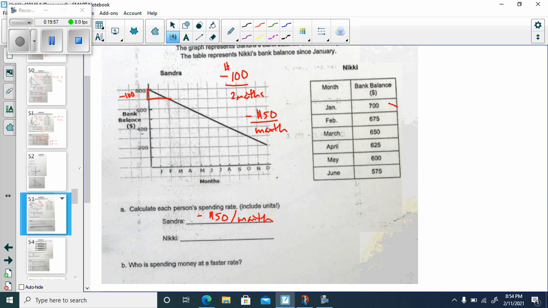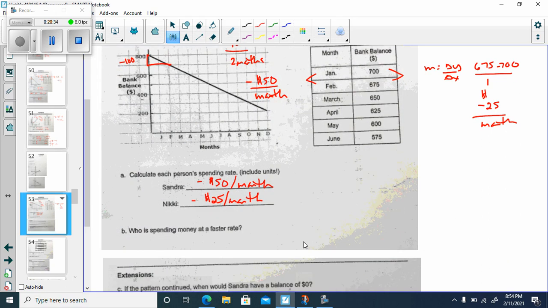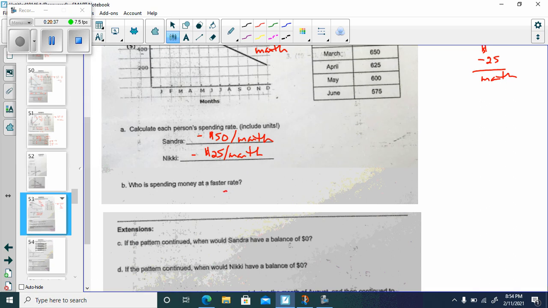Okay, let's see about Nikki's. Remember, our rate would be change in y over change in x. 675 minus 700 over 1 month, right? So she is going down $25 each month. Her rate is that she's going down $25 per month. Who is spending money at a faster rate? Sandra, because she's going down $50 per month, where Nikki's going down $25 per month. Okay?